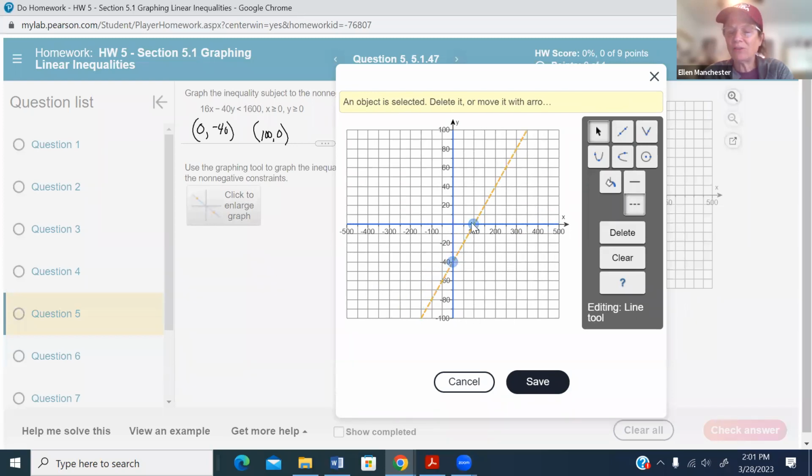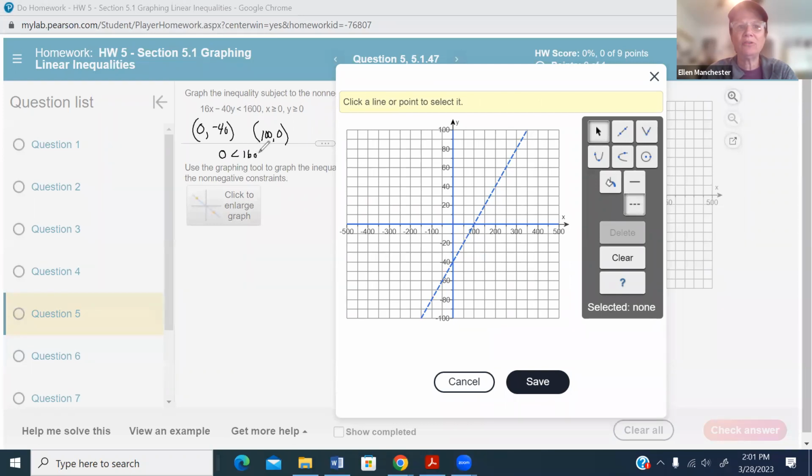Now you can see it's orange dashed. Orange means it's not set. So I'm going to come over here and click again. Now I'm going to shade it. This is where I use my test point. Remember, the test point is at 0, 0. So 0 is less than 1600. That is a true statement. So I am going to shade where my 0, 0 is. My origin is sitting right here. So this is the side that I'm going to shade on.